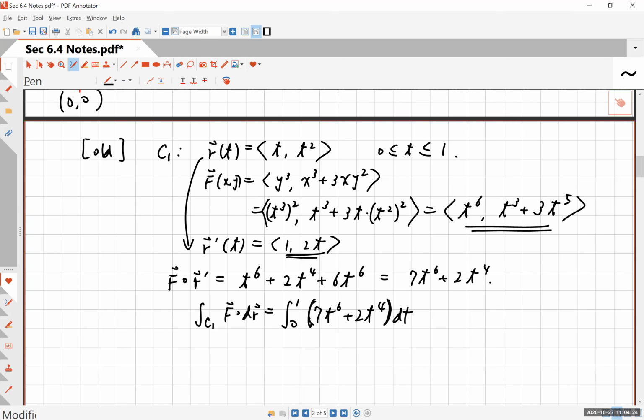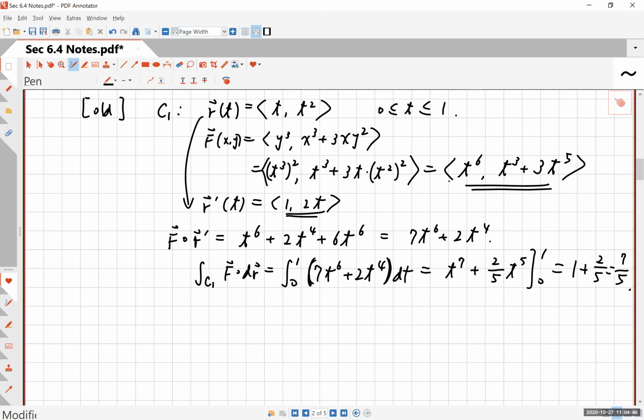You should have parentheses here because that's the appropriate way to denote this. And so this is t to the 7th plus 2/5 t to the 5th from 0 to 1. And you can readily see that this is 1 plus 2/5, and that is 7/5. Okay, so that's the first part. Remember, I'm still doing this in the old-fashioned way.